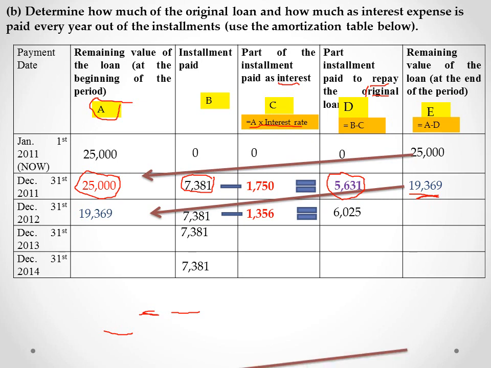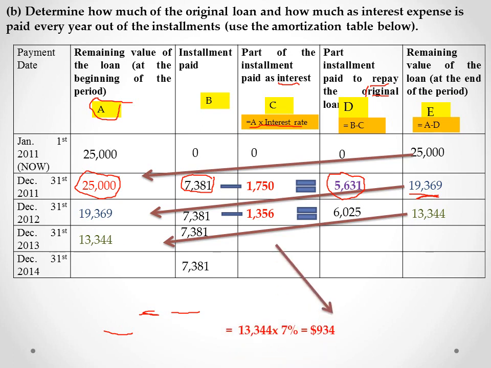So now we need to know how much is remaining at the end of this year. So in order to do that, you need to subtract column D from column A. So column D is 5,631 and 25,000. You will get 19,369. So we are going to subtract part of the installments used to repay the original loan from the value of the loan at the beginning of the period. This means that we have 19,369 remaining from the loan. This is the value of the loan at the end of the first year.